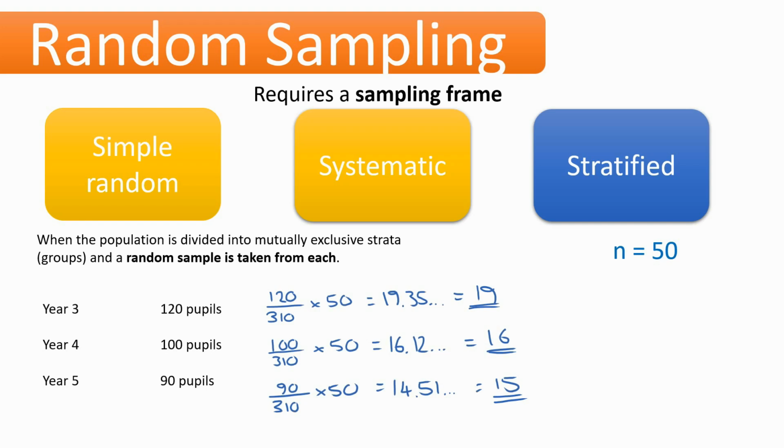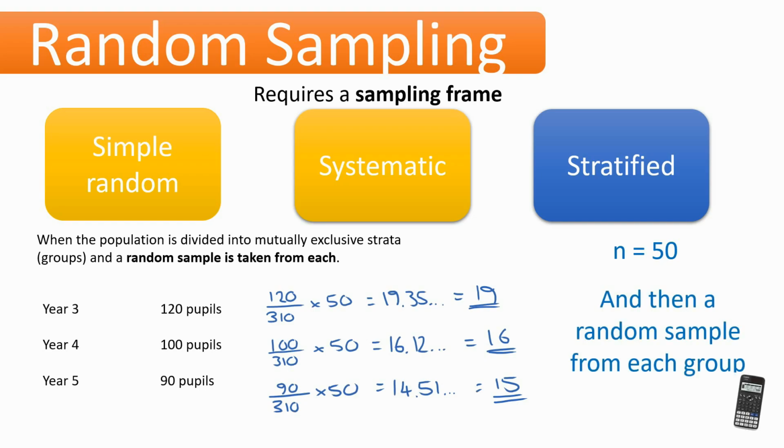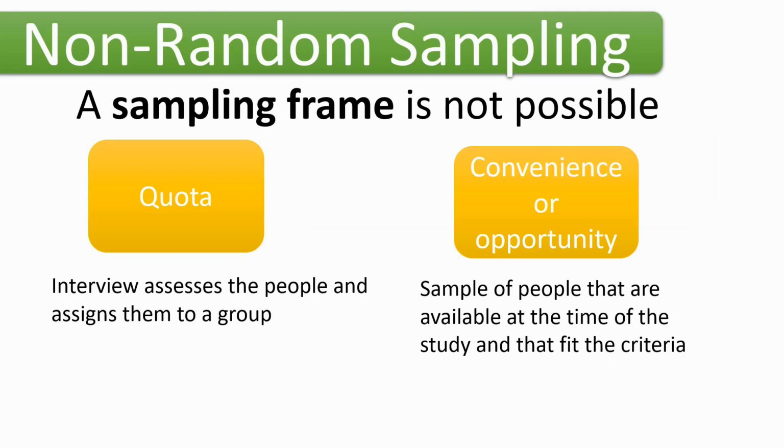But how do you pick out those 19 from year 3? Well, you either do a systematic or a simple random. Any of the other 2 in the other choose.